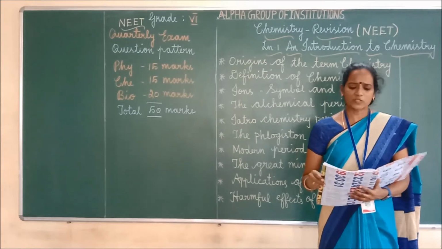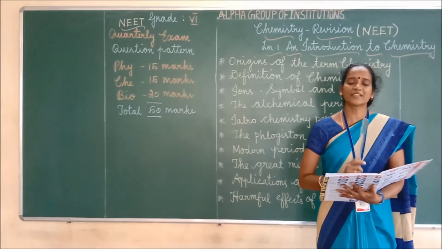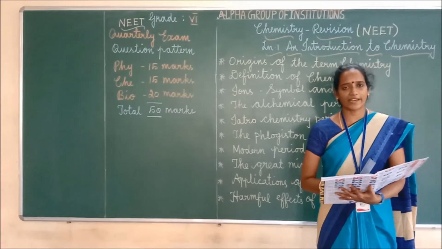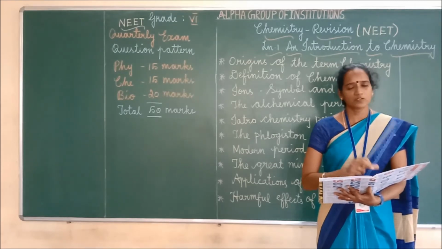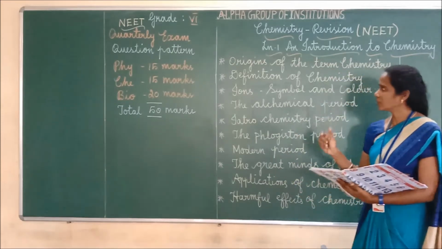Right. Next one. What is the charge of cation? Charge of cation is positive. Then what about anion? The charge of anion is negative. So these are the fundamental things you should know. Now let me move to the topic.